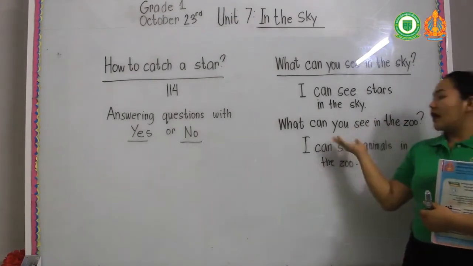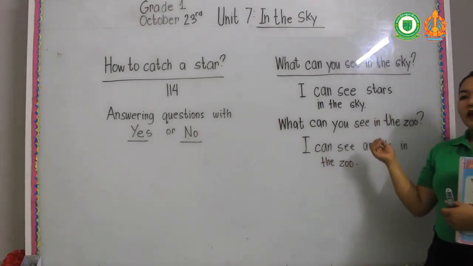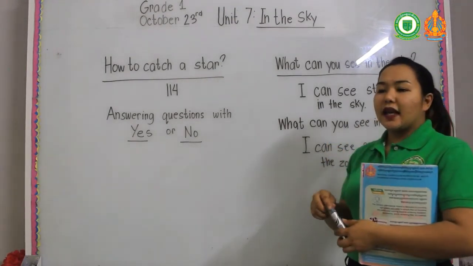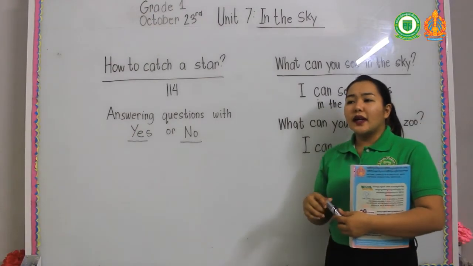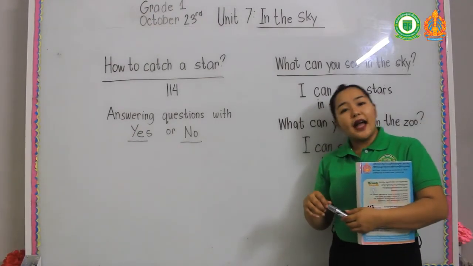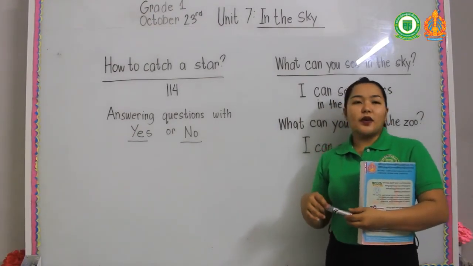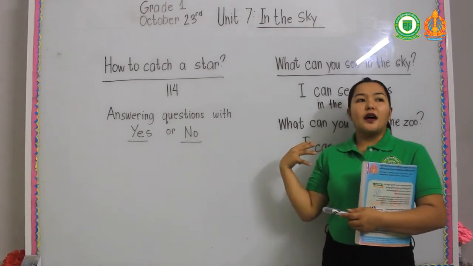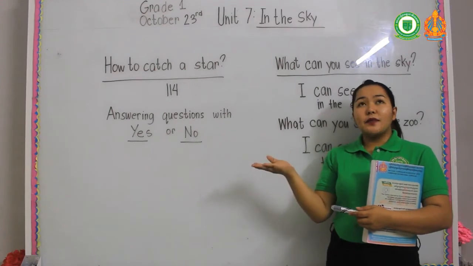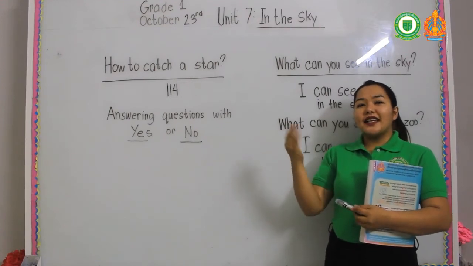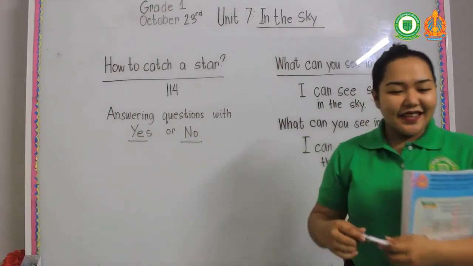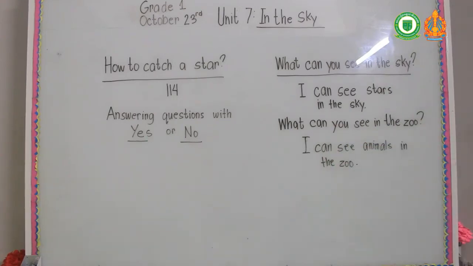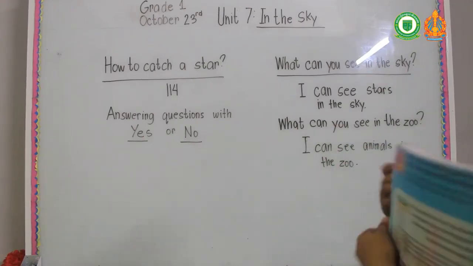You can also say, what can you see in the park? What can I see inside your house? Inside my house, you can see television, refrigerator, sofa, tables, lights, and many more. Alright? So it's already very long, I think. Alright, so let's move on, everyone.